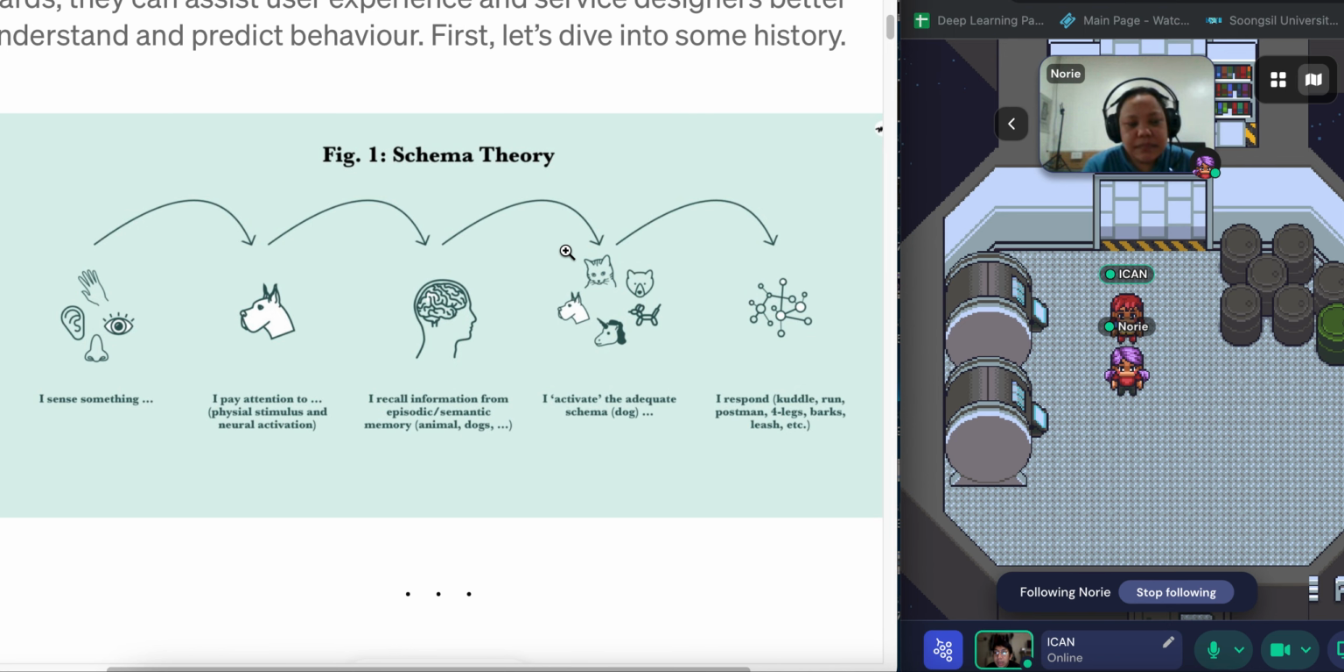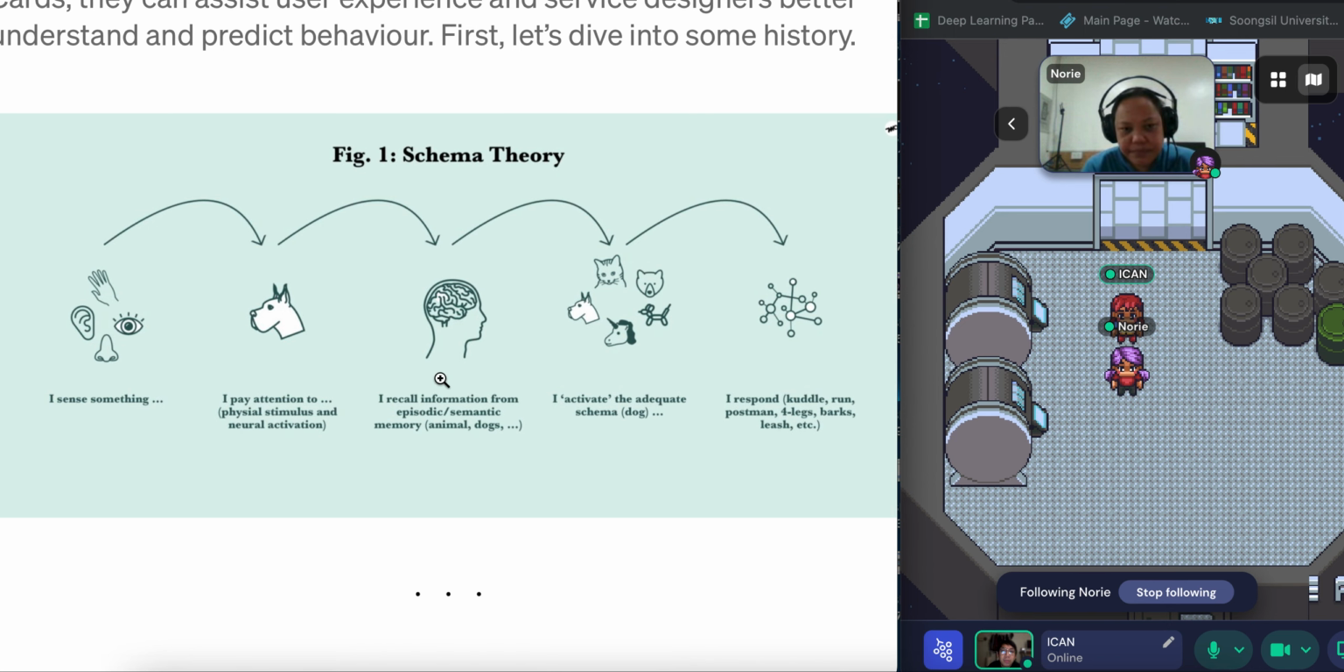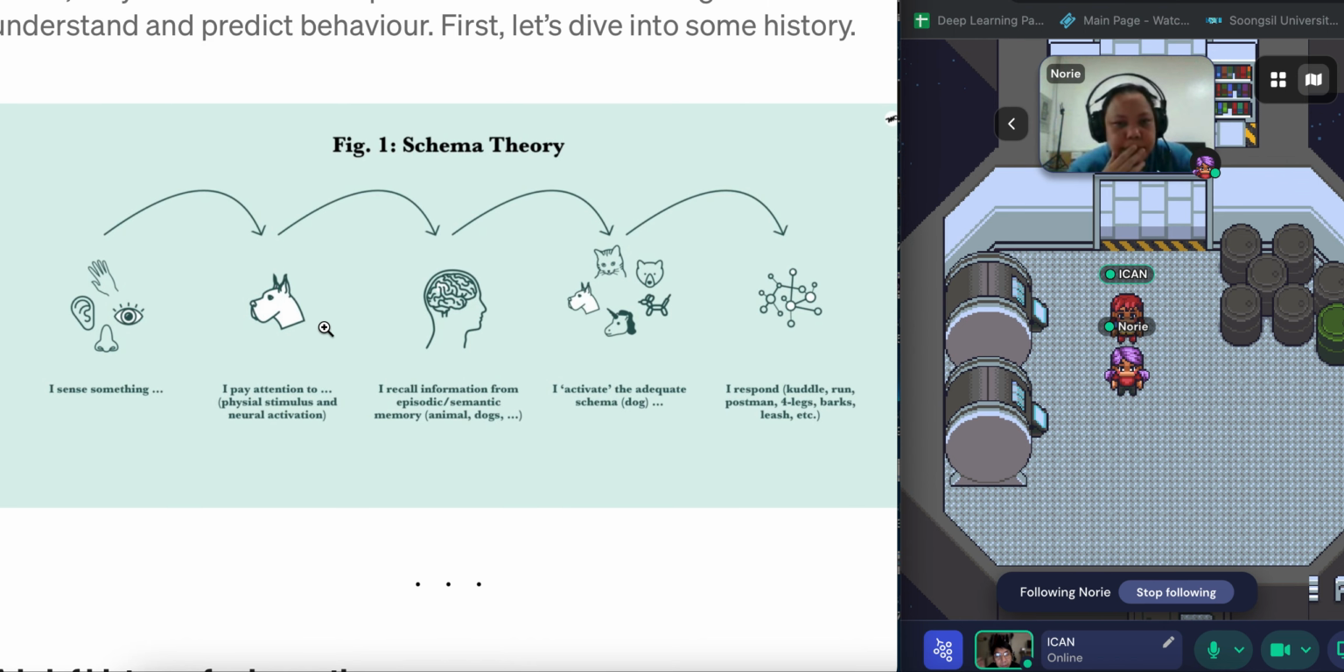Okay, for now, we're going to finish the schema theory. So basically that's all there is. It's a very simple concept that can be applied everywhere.